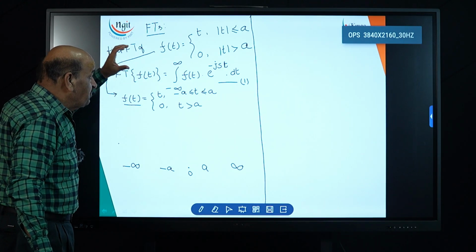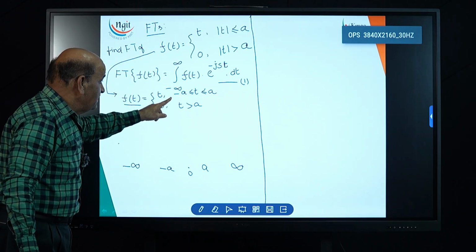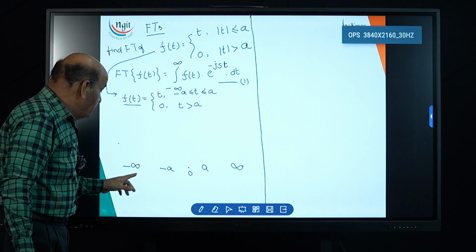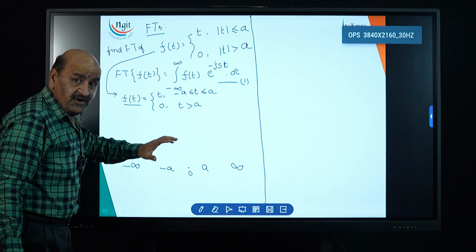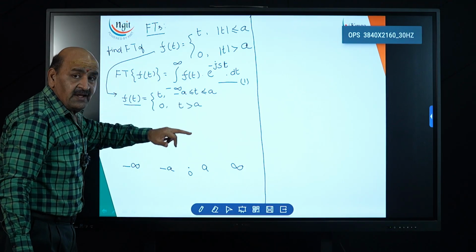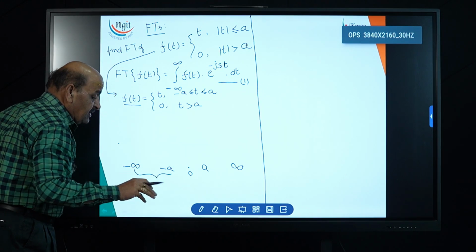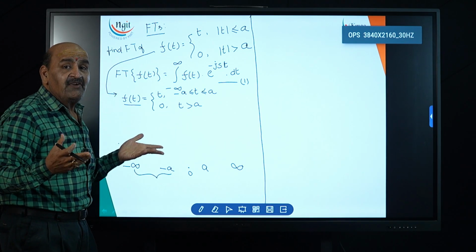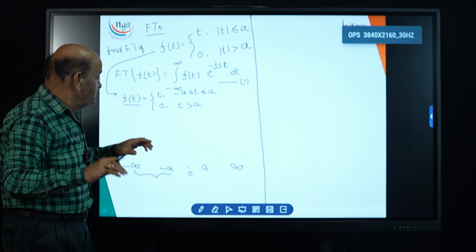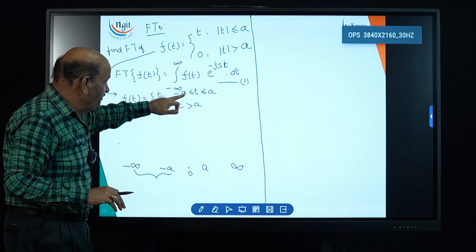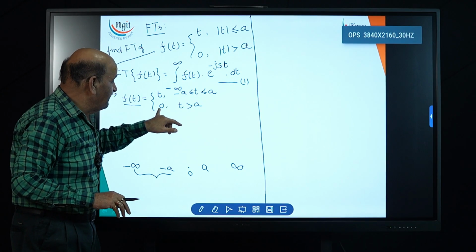Now we have to split the given integral into three parts, because the Fourier integral actually begins with what limit? Minus infinity. But in the problem, the limits are given from minus a to a only. That means from minus infinity to minus a, there is no reference of value. Students have to observe very keenly. The limit is minus a to plus a, and for t greater than a, after a, the value is 0.